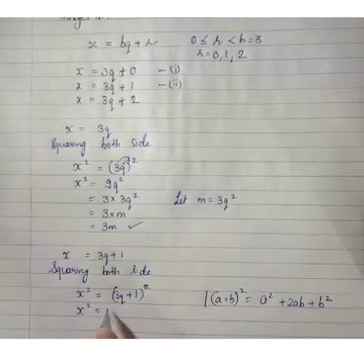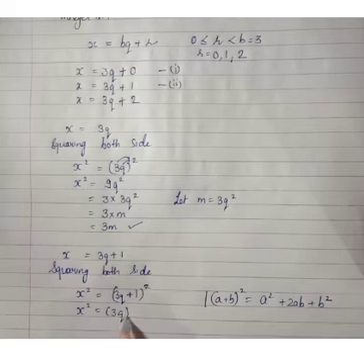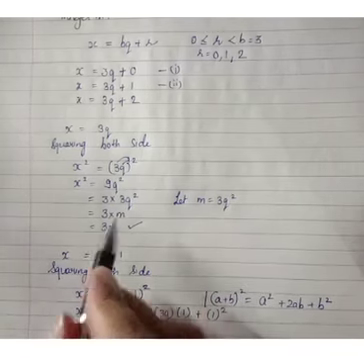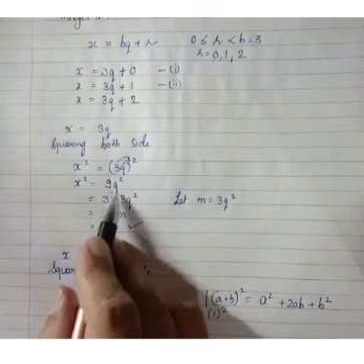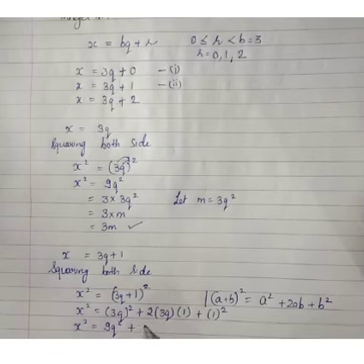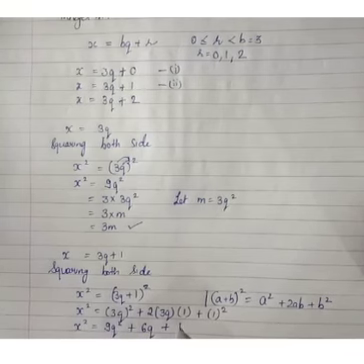The value of a here is 3q. So (3q) square plus 2 multiplied by 3q multiplied by 1 plus 1 square. So x square is equal to this: the square of 3q is 9q square, plus 2 times 3 is 6q, multiplied by 1 you will get 6q, plus 1 square is 1.